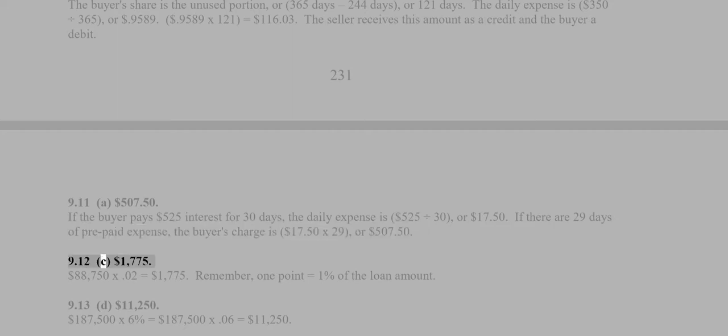9.12, C. $1,775. $88,750 x .02 equals $1,775. Remember, 1 point equals 1% of the loan amount. 9.13, D. $11,250. $187,500 x 6% equals $187,500 x .06 equals $11,250.